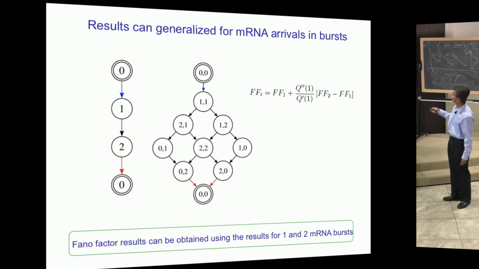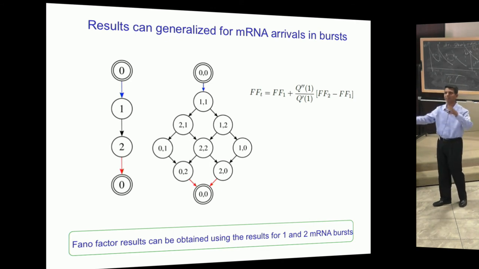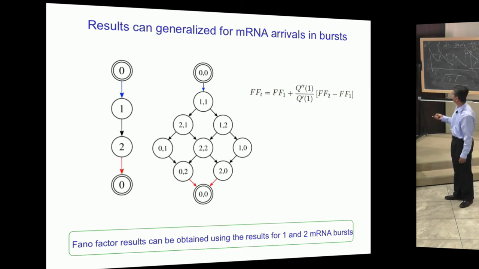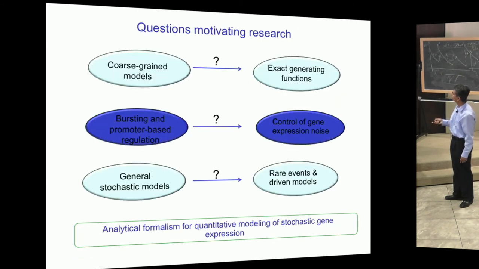You create two mRNAs, and then each one can go to state 2 independently, or they can both go to state 2 together. So you get a more complicated promoter scheme, but ultimately it's still a scheme of promoter-based regulation, which we know how to deal with. So the results for a single mRNA burst and for two mRNA bursts can be obtained readily, and that can then be combined using this exact result to get it for arbitrary burst distributions.